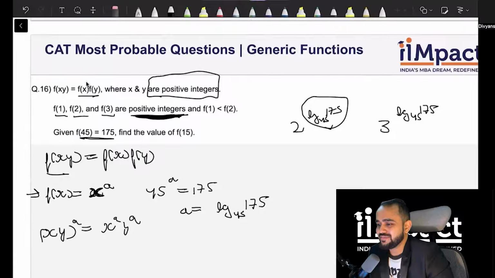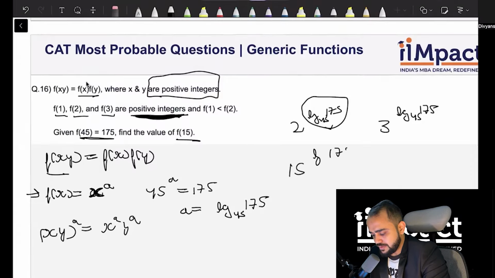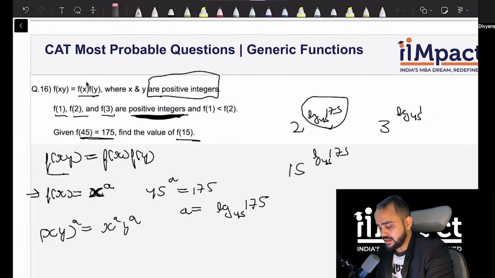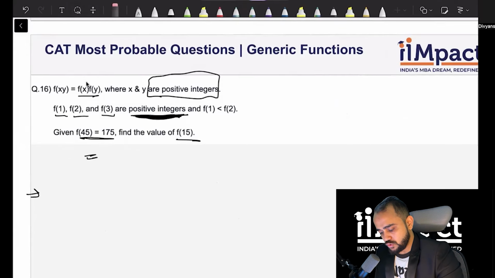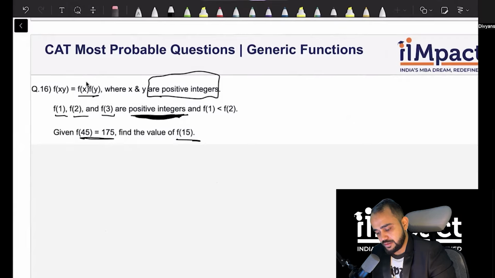But it sort of is risky here, because then what your answer would be is that f(15) is equal to 15 to the power log 175 base 45. Now there's no way for you to calculate what this value is, and you don't even really know if this will turn out to be an integer, which is something it should, because it's a theta question. So we will go with some different approach. The thing which was causing us an issue, we will use that.